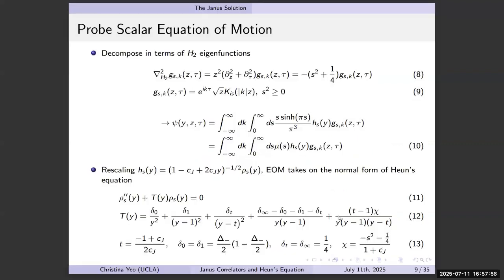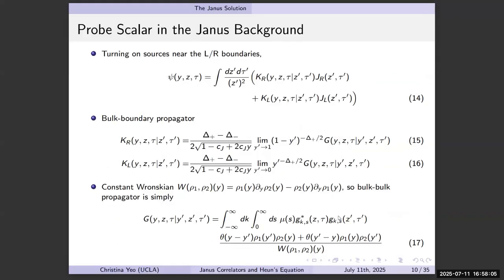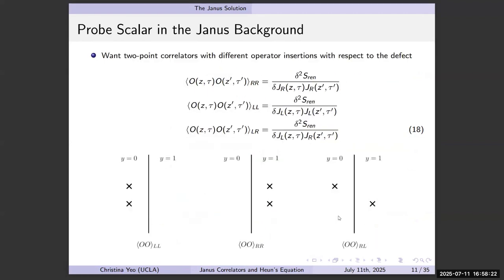And the nice thing about the normal form of Heun's equation is there's no first derivative term. So when we calculate the Wronskian, so take the y derivative of this, that's going to be 0. It's constant, so we can just calculate the Wronskian at the boundary value and just take that. And this will be our bulk-to-bulk propagator by the Wronskian formalism. And then, if we want to look at 2-point correlators by the GKPW dictionary that I mentioned earlier, we just take successive derivatives of the normalized action.